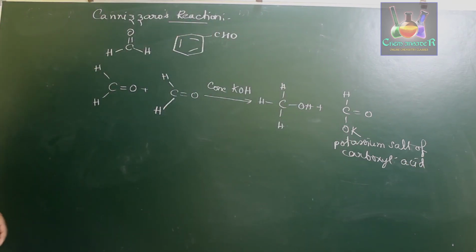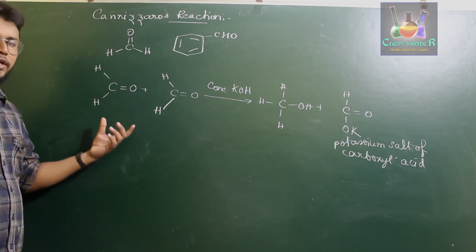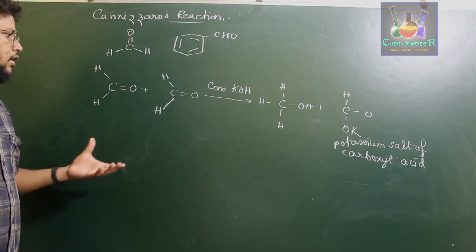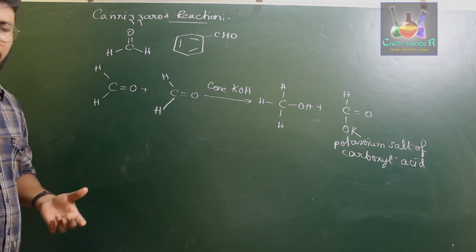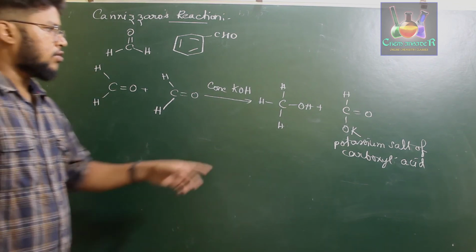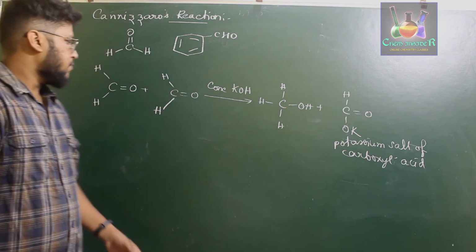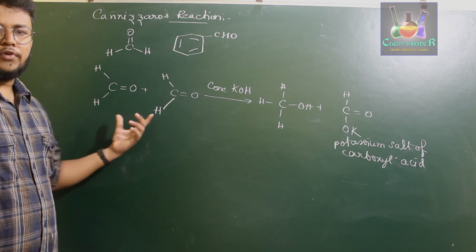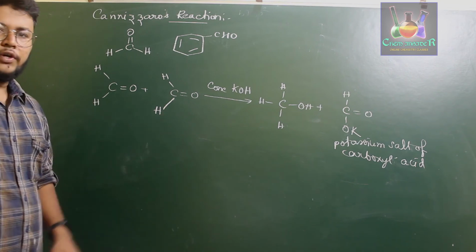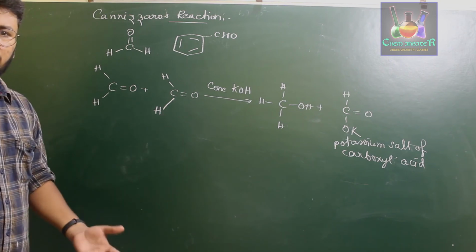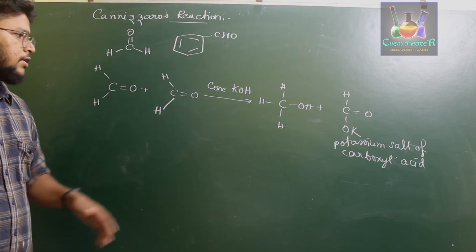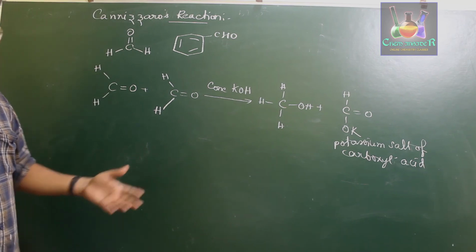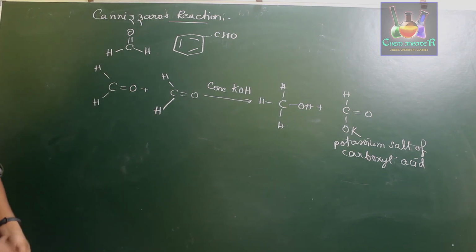So the Cannizzaro reaction is when you treat aldehydes which do not have an alpha hydrogen, they undergo self-disproportionation, which results in an oxidized and a reduced product. Aldehydes on oxidation form carboxylic acid, and aldehydes on reduction form alcohol. Therefore, when you treat two aldehydes which do not have an alpha hydrogen, they form an alcohol and a potassium salt or sodium salt of carboxylic acid.